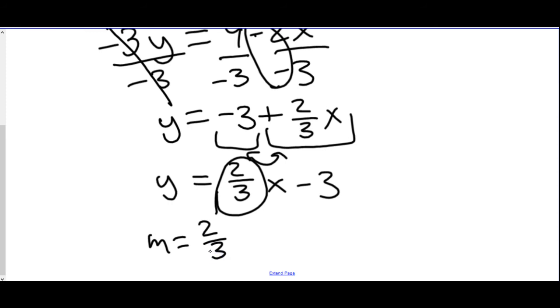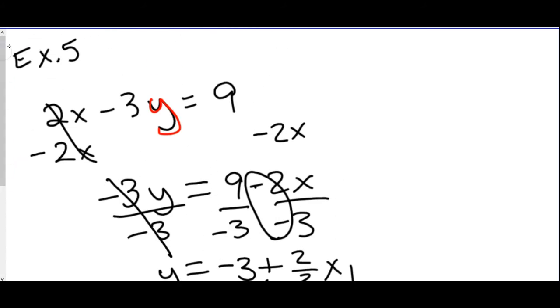I keep saying the wrong word. Slope of a line parallel, not perpendicular, is the same. Slope of a line parallel is the same. Slope of a line perpendicular is opposite reciprocal. I apologize for saying the wrong word there. So if our slope is 2/3, I could also take this question one step further.